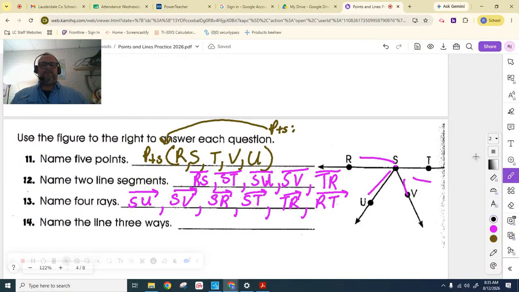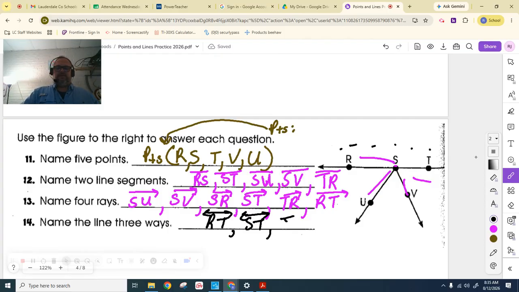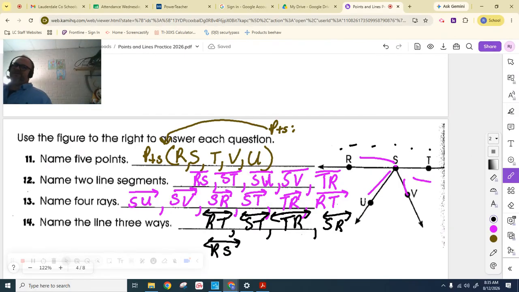Name a line 3 ways. This is this line right here. So we could say RT, ST, TR, SR, RS. I'm doing more than 3 because there's multiple different ways. I know what's going to happen if I just listed 3 and one of yours wasn't one of those 3 and it was actually the right answer, you'd be like, oh no.